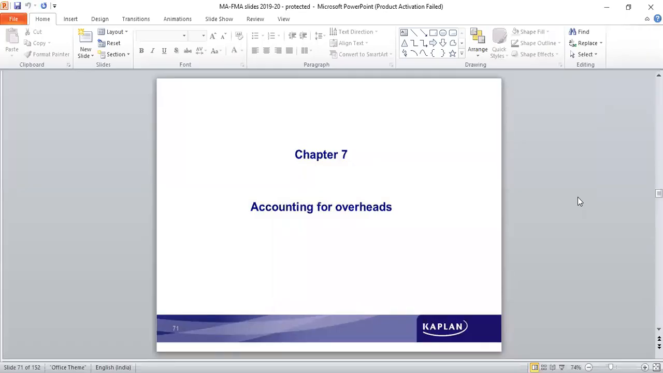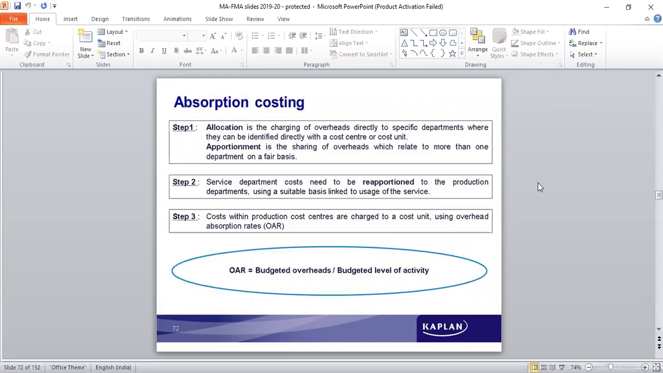Did we do that or not? What happened? No response. Am I audible? Yes, ma'am. To answer me, no. Overheads are, all indirect costs are called overheads.